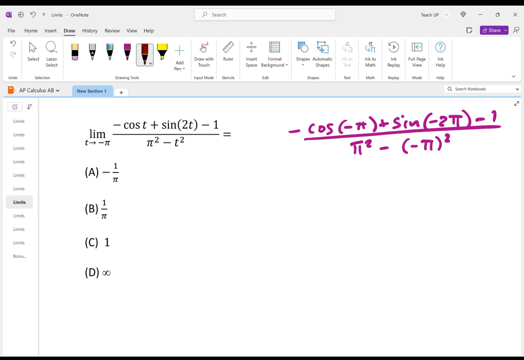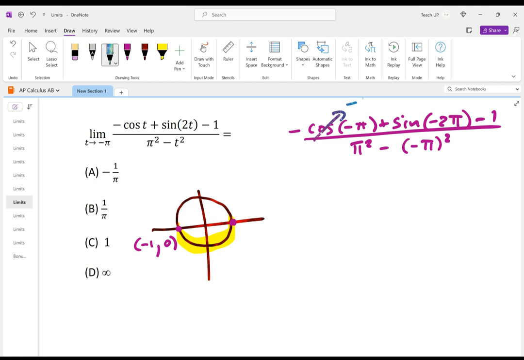Let's just start with the numerator. I'm going to take a look at the unit circle and see what happens. Negative pi takes me from my starting point to this point here, going clockwise, and the coordinates here are negative 1, 0. We know the cosine corresponds to the x coordinate and the sine corresponds to the y coordinate. So at negative pi, the cosine is going to be negative 1. So we have a negative 1 and another negative 1, so that's going to become a positive 1.